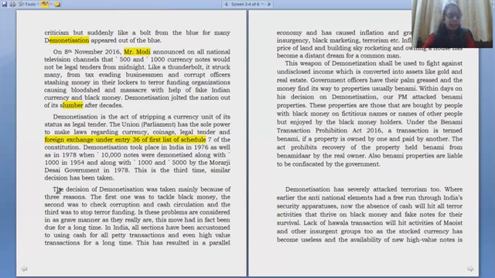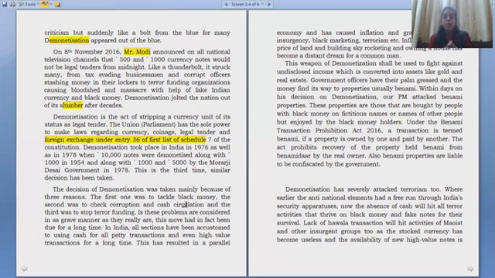Let's move ahead. The decision of demonetization was taken mainly because of three reasons. The first one was to tackle black money. Now, students, it is very clear, we are going line by line. Again, I'm telling you, the introduction is clear. In the first body paragraph, we cleared out the time when it happened and what situation it created. Then we talked about what demonetization is.